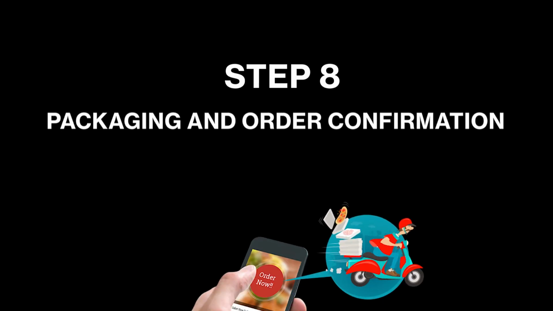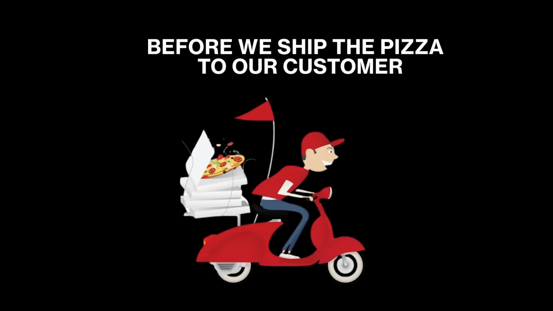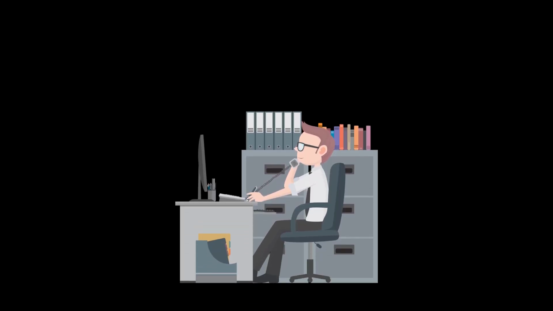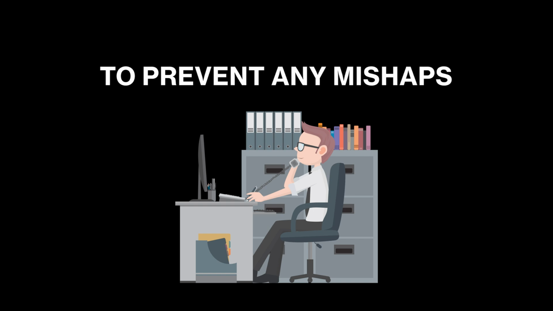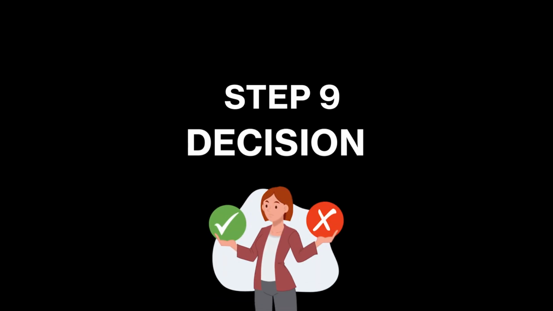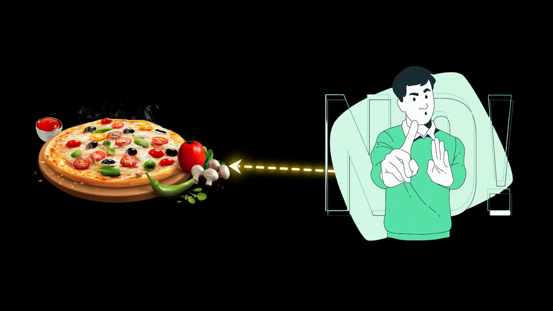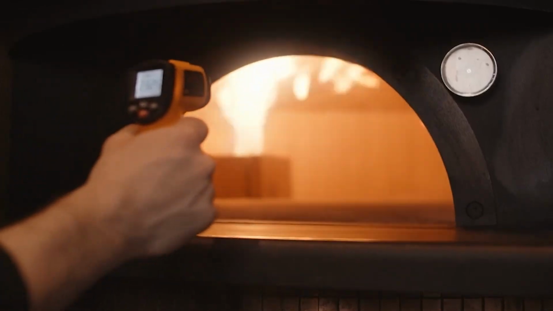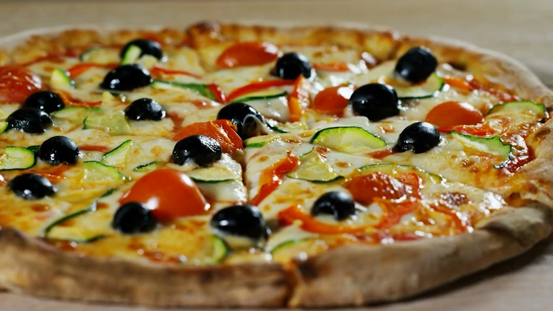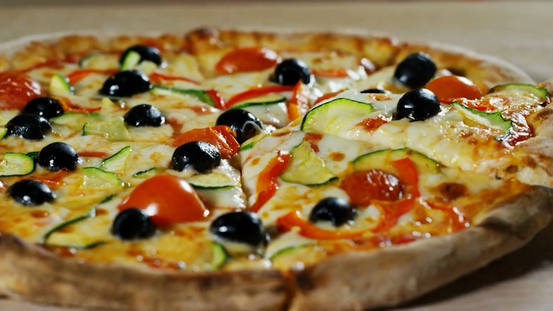Step 8. Packaging and order confirmation. Now, before we ship the pizza to our customer, we'll compare the order details with the finished pizza to prevent any mishaps. Step 9. Decision. In this step, we have to make sure that our pizza meets our standards. Obviously, we can't taste it, but from visual inspections and temperature readings, we will do a final check to see if the pizza fulfills all requirements for a perfect pizza or not.